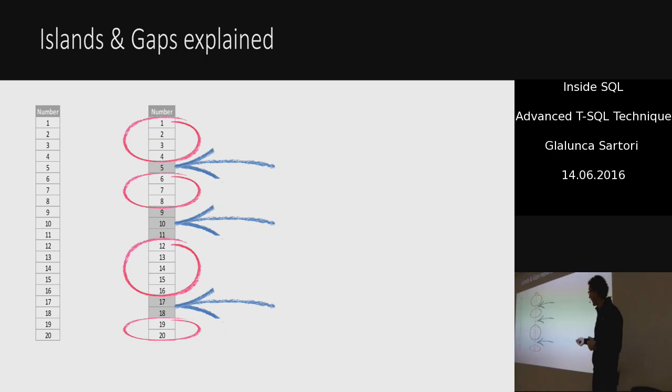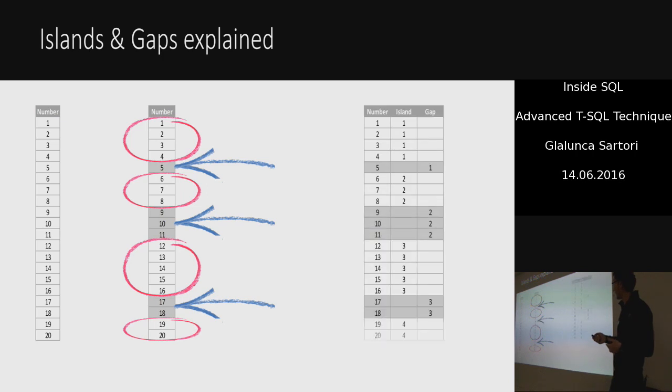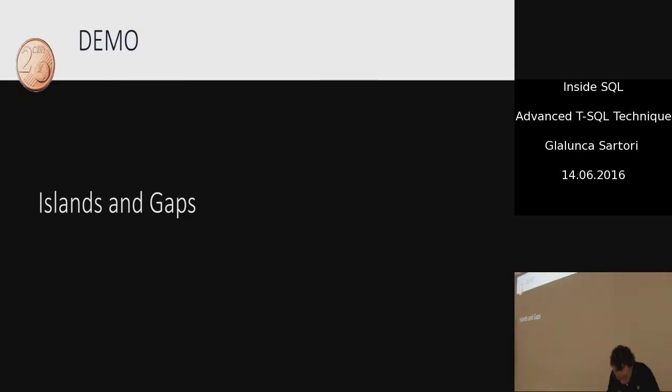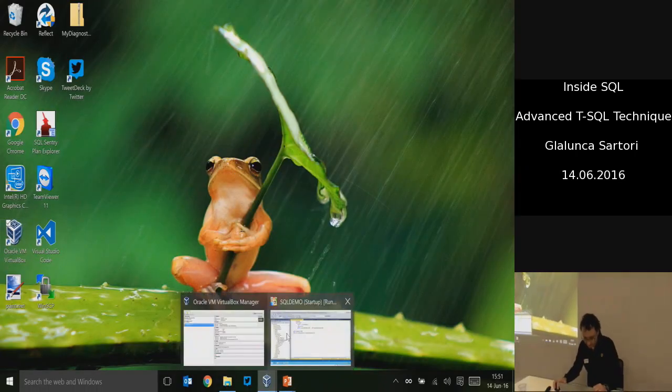So in order to identify these islands and gaps, there are some solutions. What you want to obtain in the end is something like this. So the first island is the one between 1 and 4. There's a gap here, it's the first gap, and then second island and third island, and these are the gaps. So one thing to note, you always have one gap less than the number of islands. Okay, how to do that in T-SQL? Let's try and find this.